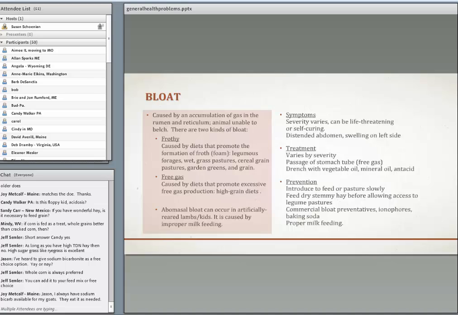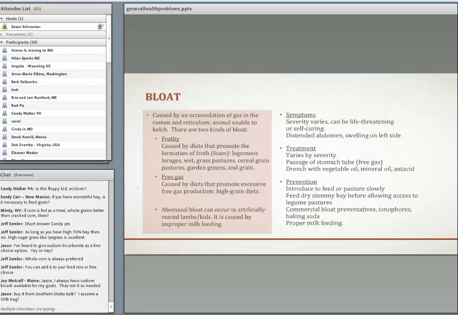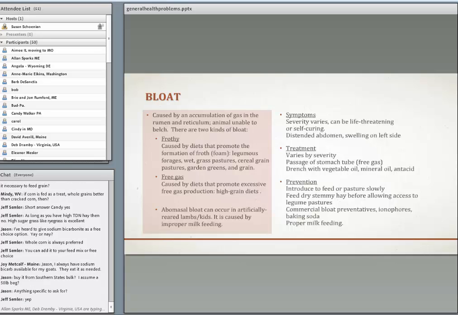Bloat, again, like everything else, the severity varies. It can be life-threatening or self-curing. They did a study, I think, out in Utah that shows that animals, when they graze, know how to self-cure. If it's starting to make them bloat a little bit, then they know to eat something else, so they know what to eat. So it can be life-threatening or self-curing and everything in the middle. When we see an animal with bloat, we'll see the abdomen is distended. There'll be swelling on the left side. It'll be fairly obvious to us.